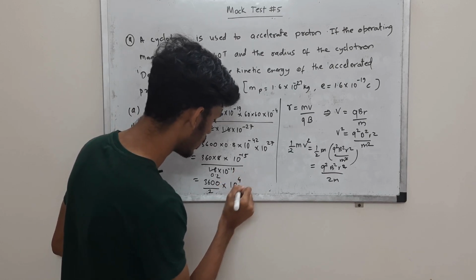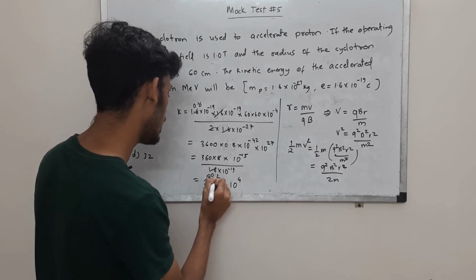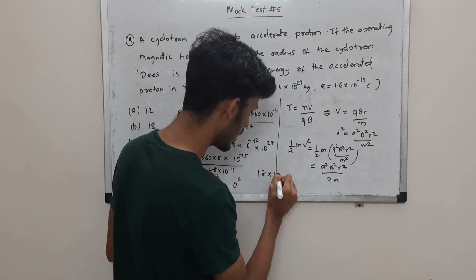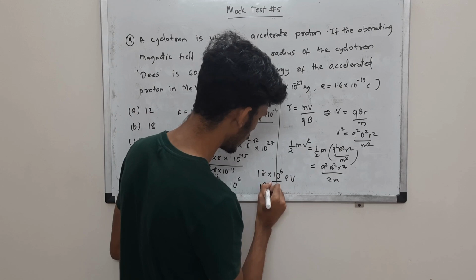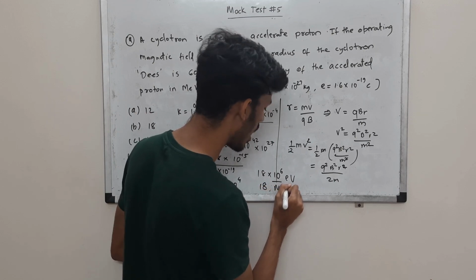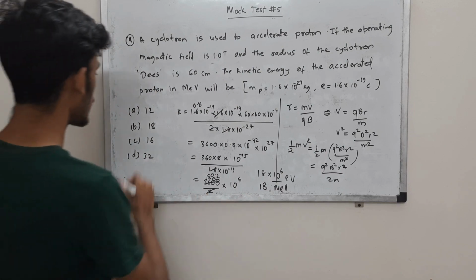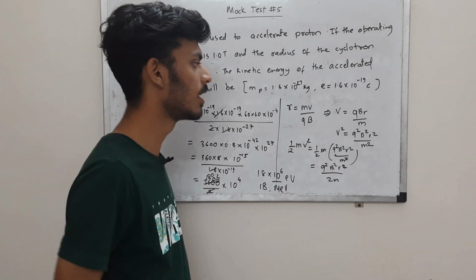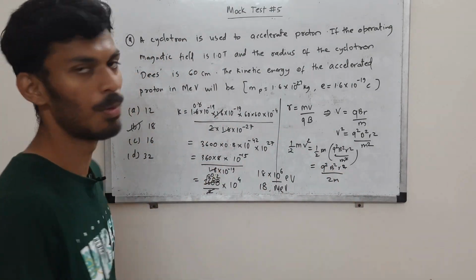Okay, so now this will be 1800, right? So it will be 18 into 10 to the power 6. This is in electron volts, right? So 10 to the power 6 is nothing but mega, million. So capital M, mega electron volts. So 18 is the correct choice over here. So it's a straightforward solving formula, just substitute the values and obtain your answer.